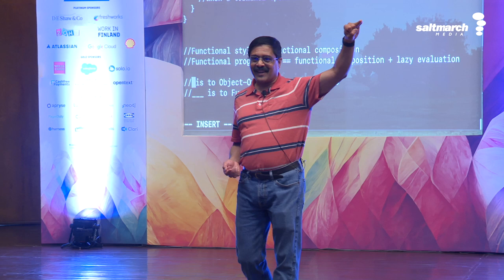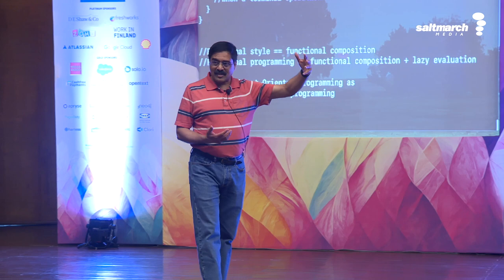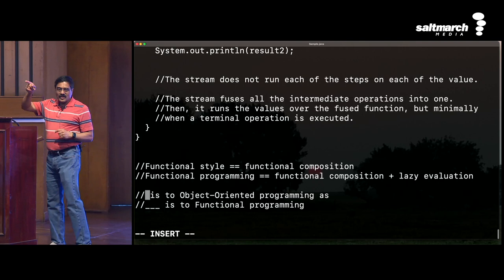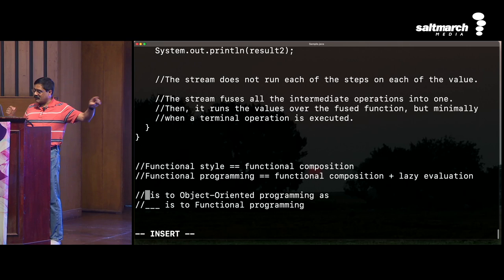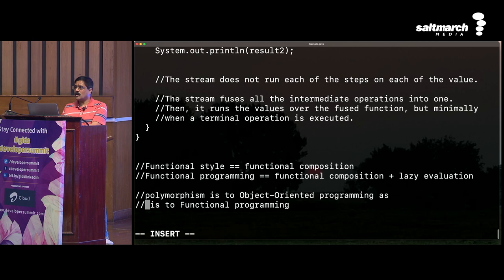Bingo, polymorphism, right? What does polymorphism give us? Extensibility. You can call a method on a reference, but the one that gets called is not based on the type of the reference, but the type of the object at runtime, right? So polymorphism is extremely important. Well, you may argue, but you cannot do polymorphism without encapsulation properly.